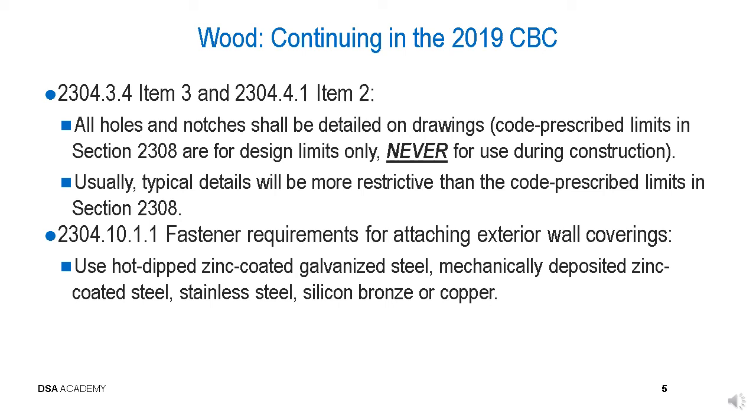2304.10.1.1 has fastener requirements for attaching exterior wall coverings, requires hot-dip zinc-coated galvanized steel, mechanically deposited zinc-coated steel, stainless steel, silicon bronze, or copper. I recommend you look at the definition in Chapter 2 of Volume 1 for exterior wall coverings, which defines that as the items pretty much exterior siding, exterior wood, if you get a T111, things like that.